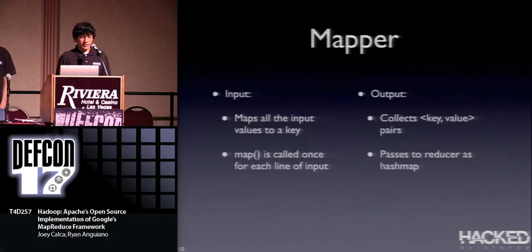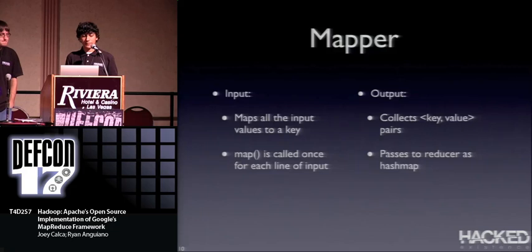The input, you basically take your input in your mapper and you map all your values to a key. And the map function is called one time for each input line. And it outputs one key value pair as a hash map to the reducer.